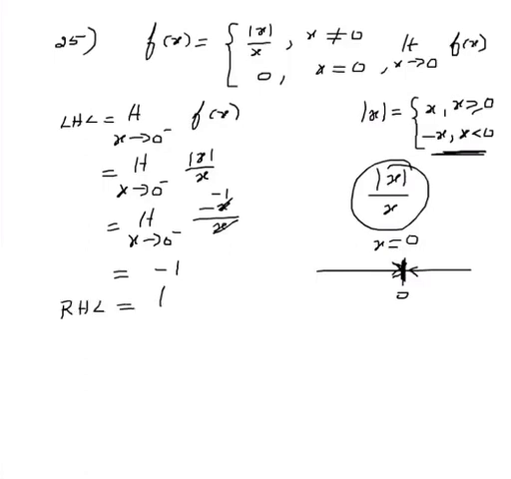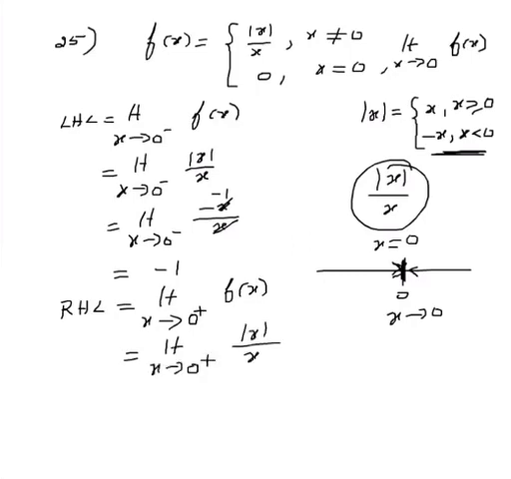Similarly, let us calculate RHL. Limit as x tends to 0 plus of f of x. The same f of x we use because x approaches 0 here. It cannot take the value 0. f of x is 0 when x is equal to 0, we cannot use that. The x not equal to 0 definition has to be used because x only approaches 0 in this case.